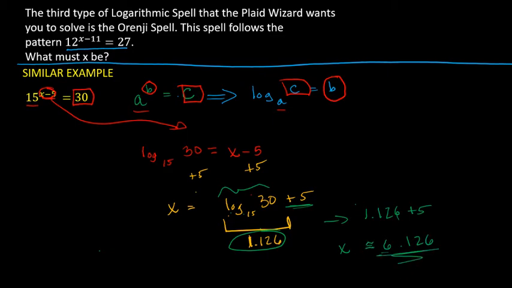All right. So not too bad, right? We had something in exponent form. We converted it to logarithmic form, and that was how we got our variable out of the exponent. From there, we had to simplify a logarithm using our logarithmic calculator. All right, so not too bad. You will solve yours, 12 to the x minus 11 equals 27, in a similar way.